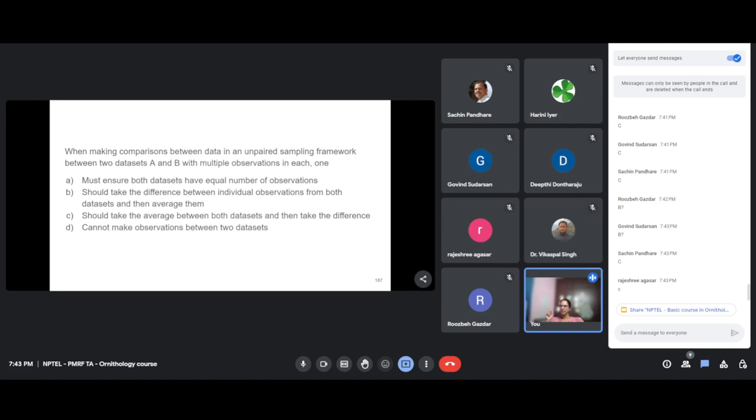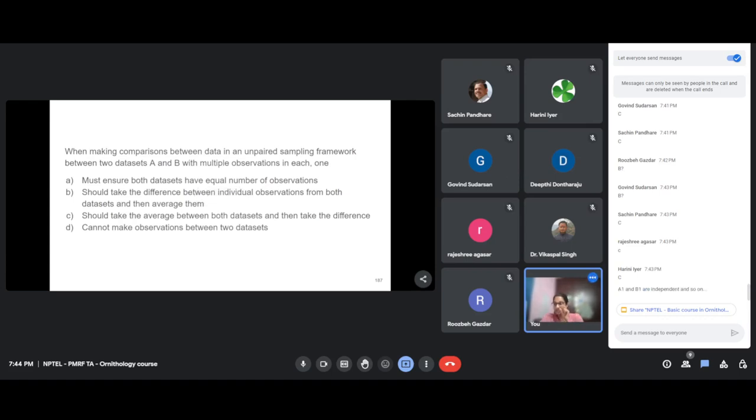So what is an unpaired sampling framework? What does this mean? One thing is that there are no equal samples between the two sets. The second thing is that they are not correlated to each other; each individual sample is independent. Yeah, that is correct. So unpaired sampling means that the number of observations in A and B are completely different, and A1 and B1 are independent.